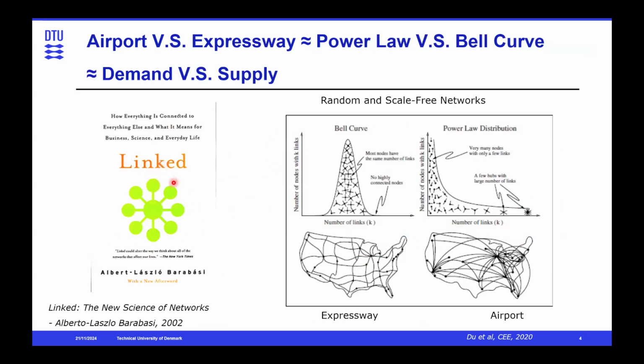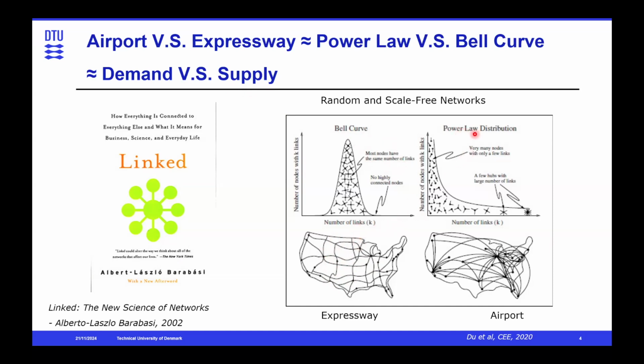And this comes with another book I linked, Linked: The New Science of Networks, from Albert-László Barabási in 2002. He discussed the airport and the expressway in the American context with the bell curve and the power laws, and they fit well with demand and supply. We can see that in the bell curve distribution, most nodes have the same number of links, and it's quite like the American expressway distribution, where every city has about the same number of links distributed across America.